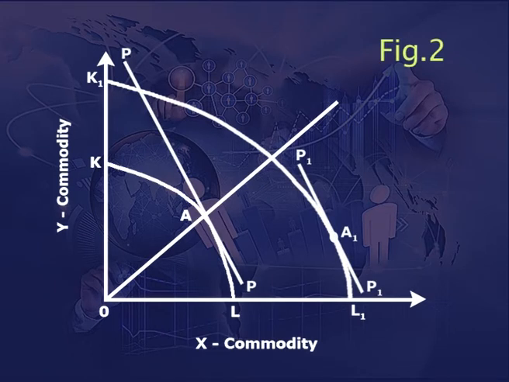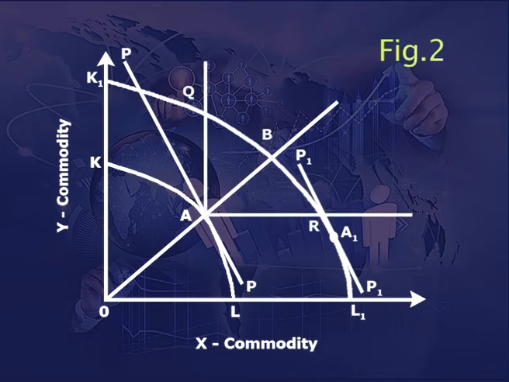The new equilibrium position is at A1, where the price line P1 is tangent to K1L1 and is parallel to price line P. But A1 cannot possibly be an equilibrium point at the higher national income level, except if Y is an inferior good. At point A1, the output of X increases and that of Y decreases. Therefore, the new equilibrium point must lie within the quadrant QAR on the K1L1 curve.